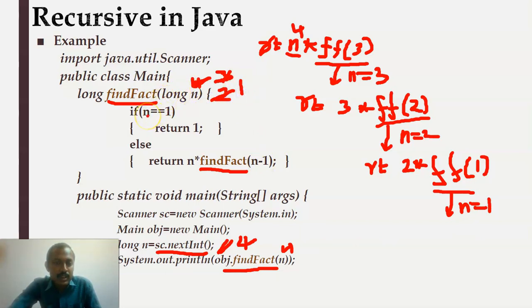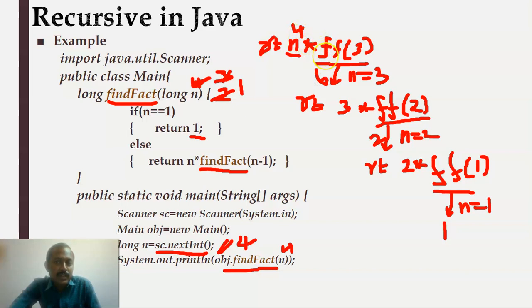So n is 1; 1 equal to 1, the condition is true. Now 1 is going to be returned. So this findFact call is returning 1. What is the value returned by this findFact? 1. So 2 into 1 is 2. What is the value returned for this function call? 2. So 3 into 2 is 6, which is returned here.